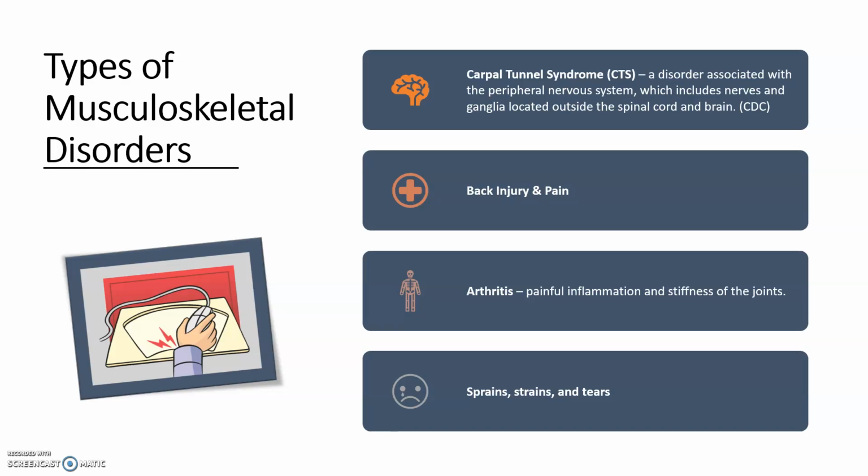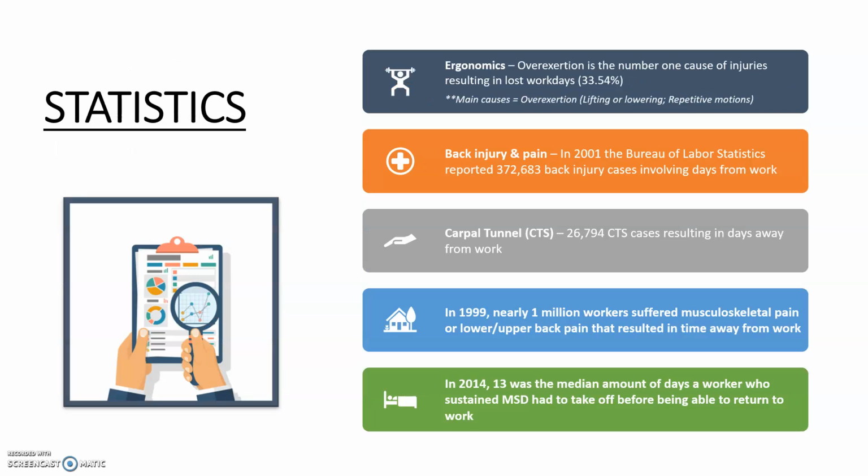The next most common one is back injury and pain, and then arthritis, which is painful inflammation and stiffness of the joints, and then also sprains, strains, and tears. That was a more general one: elbows, wrists, ankles, necks, all those things. On to our next slide.